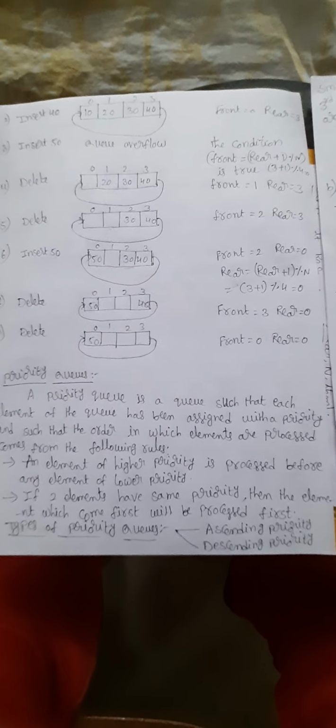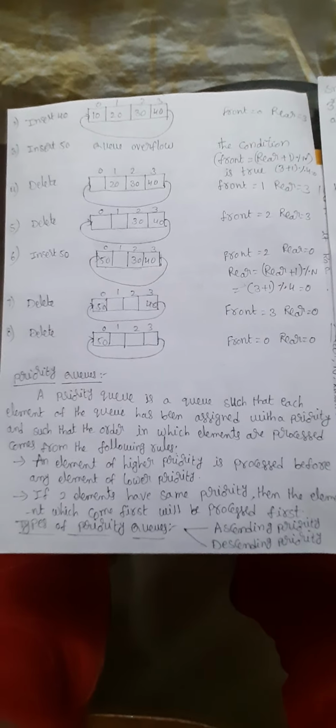And see the next one, priority queue. What is meant by priority queue is, it is a queue such that each element of the queue has been assigned a priority. That means based on the priority, we are going to assign each and every element into the queue, which is called the priority queue.